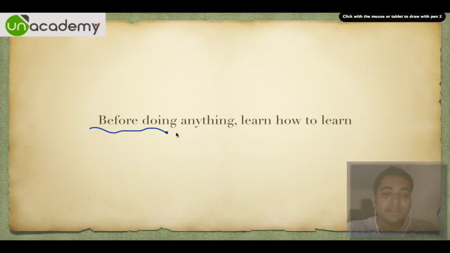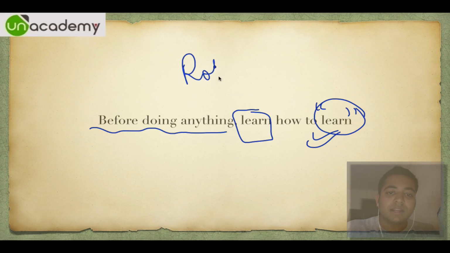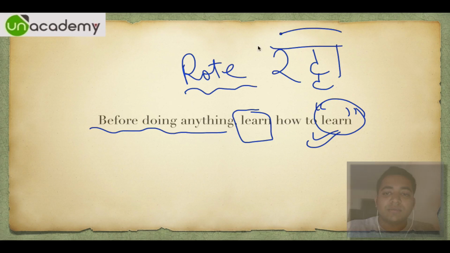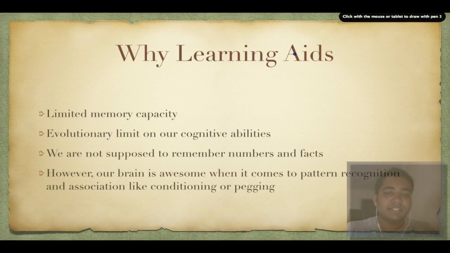So before doing anything, we have to learn first how to learn. This is the most important thing. We don't know how to learn. We keep on reading, we keep on revising, rote learning, rote memorization. This will not work, ma'am. This will not work, sir. There have to be certain tricks which need to be developed.